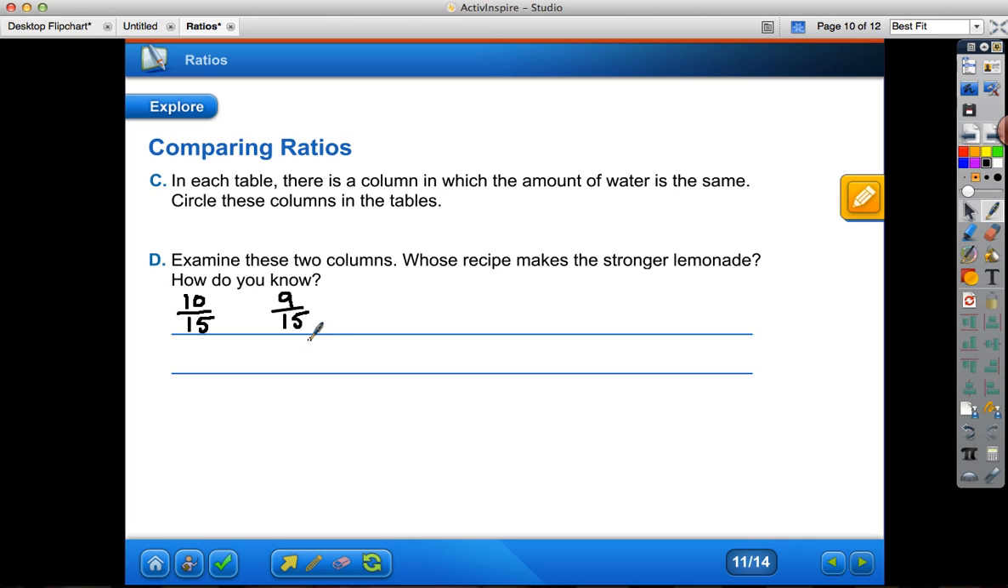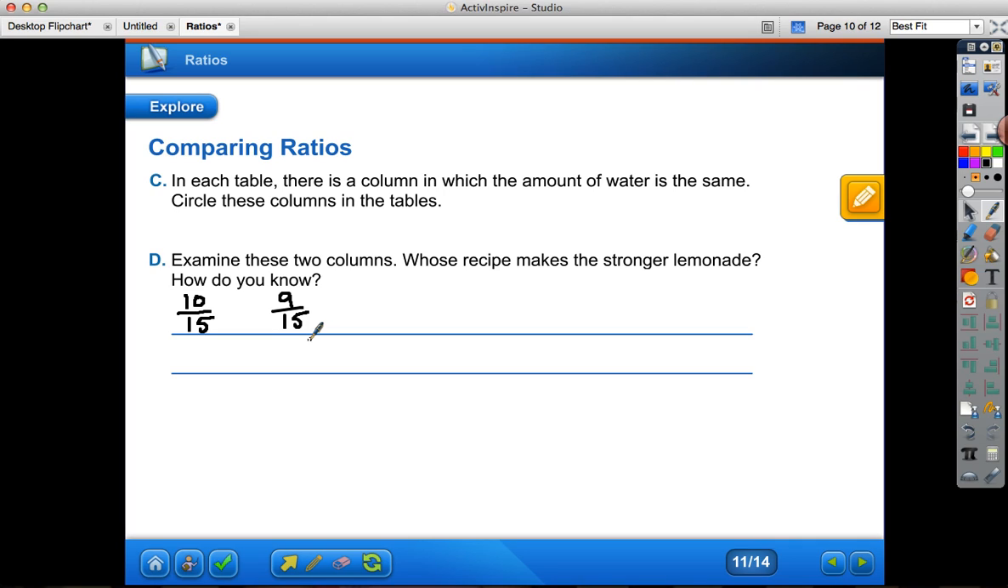So looking at this, now that we know that the amount of water is the same, who makes the stronger lemonade? If you said Anna, you would be correct. How did you know that Anna made the stronger lemonade? We know that Anna made the stronger lemonade because even though she had the same amount of water as Bailey, she put in more lemon juice. That means the lemon flavor is going to come through more in her juice than in Bailey's juice.